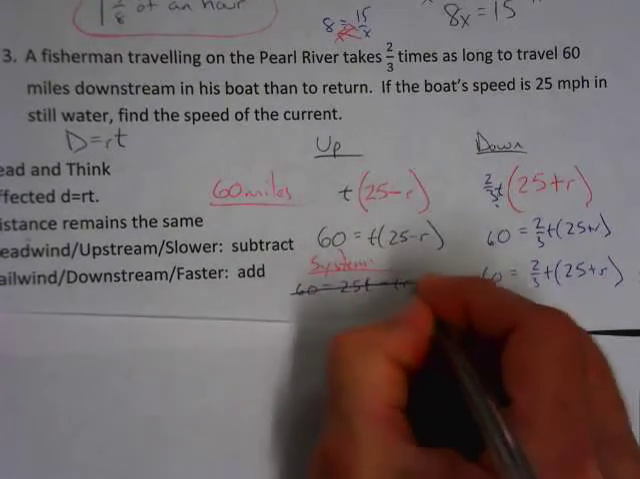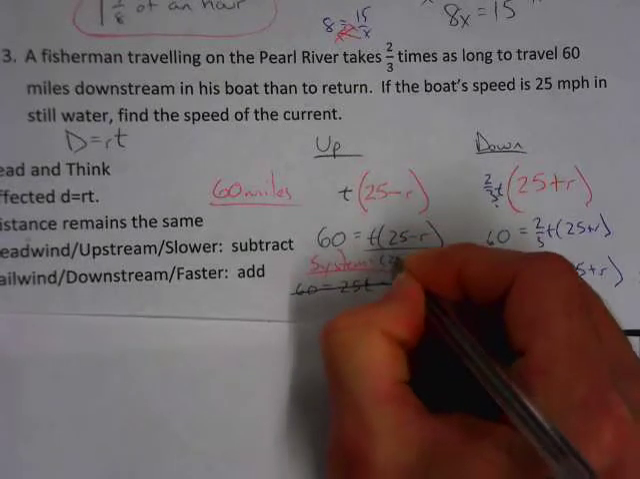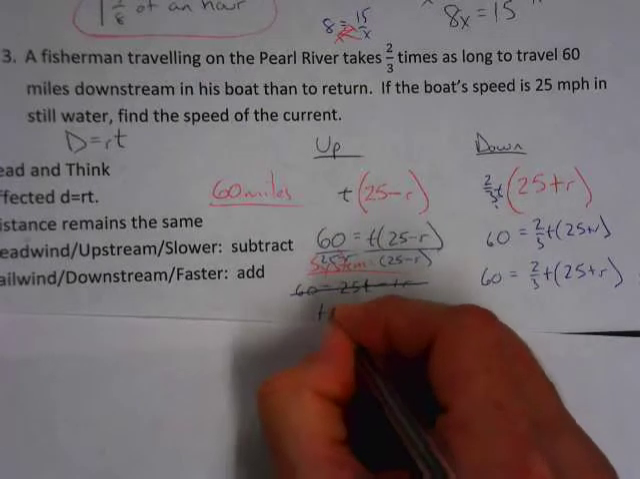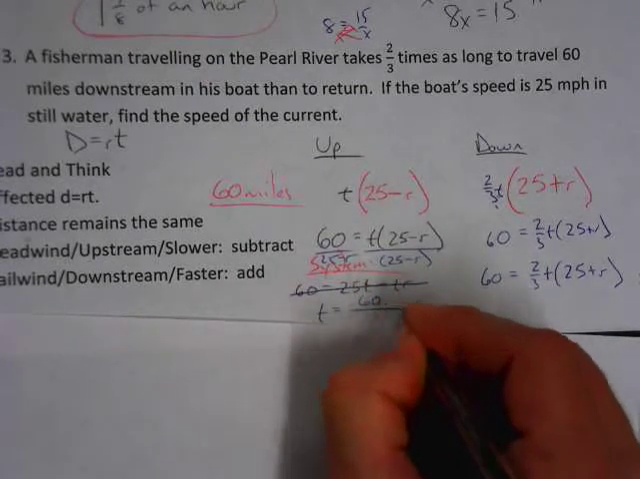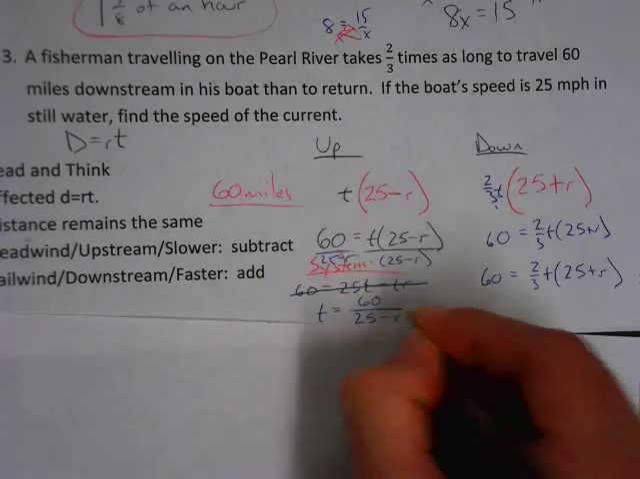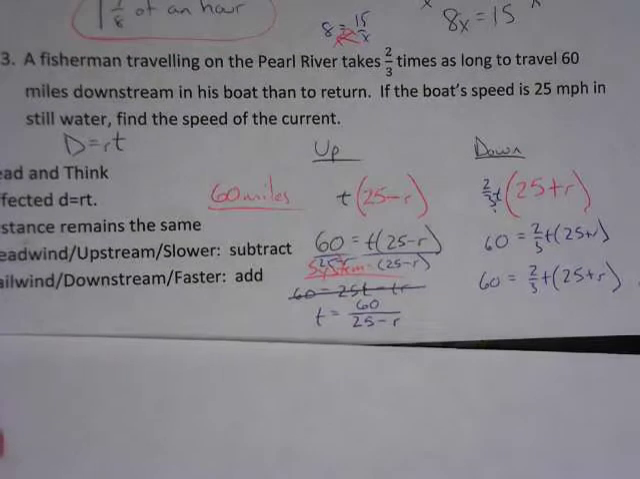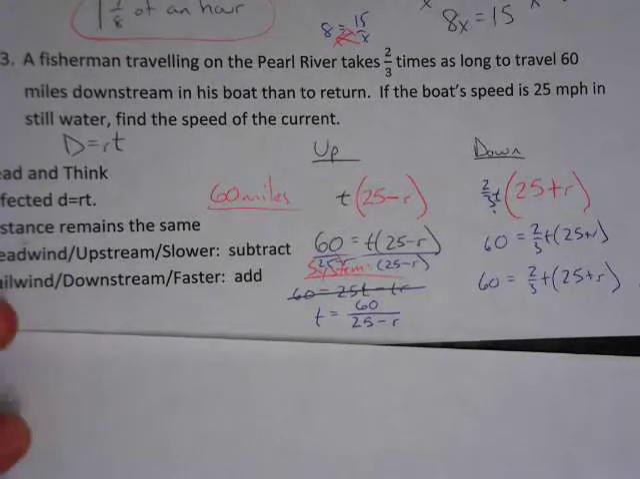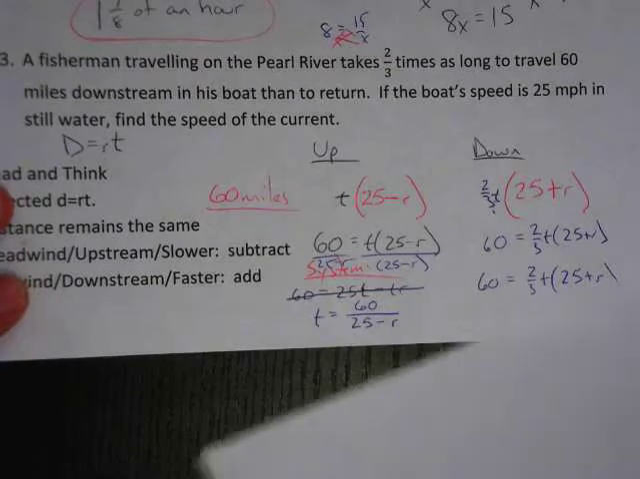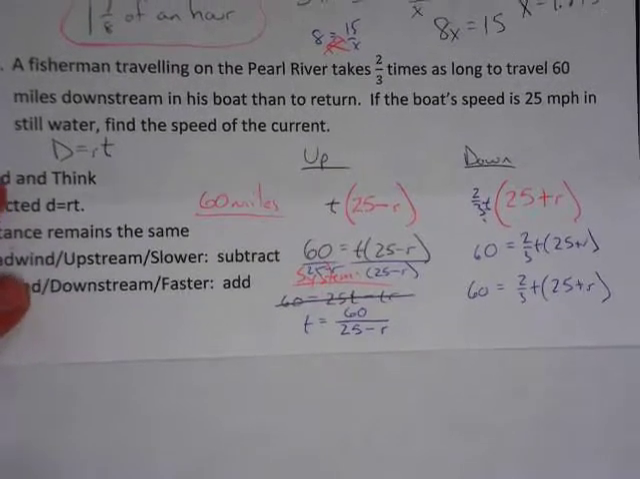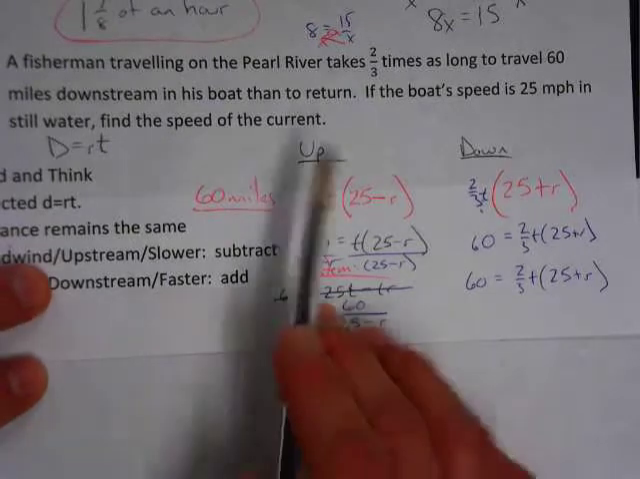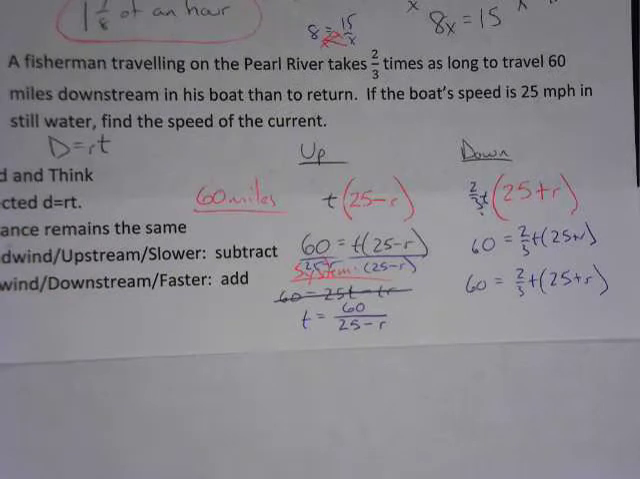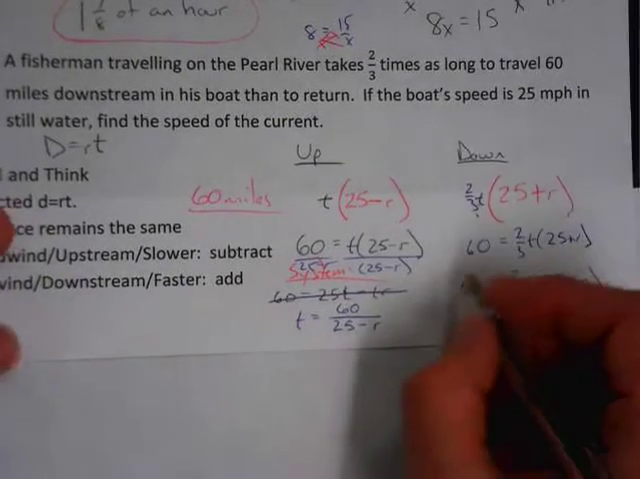So let me solve for T right away by dividing both sides by 25 minus R. So the T for upstream is 60 divided by 25 minus R. That's my T. And then I'll be able to find out what R is. This is a little bit complicated, I know, but once we think, the rest is work. The biggest thing is upstream, downstream, system of equations, get one of the variables by itself. So now I'm going to finish this.